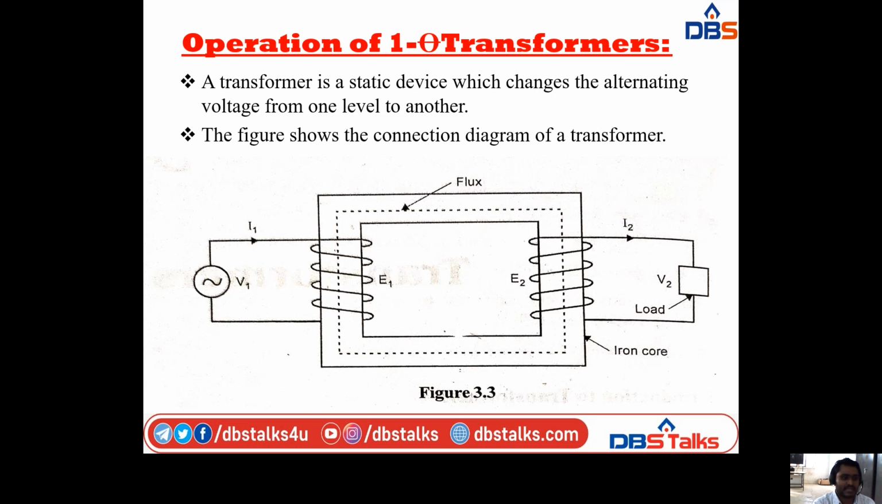And here I will show the diagram. This is the connection diagram of the transformer. You already know the transformer consists of one magnetic core and two coils.